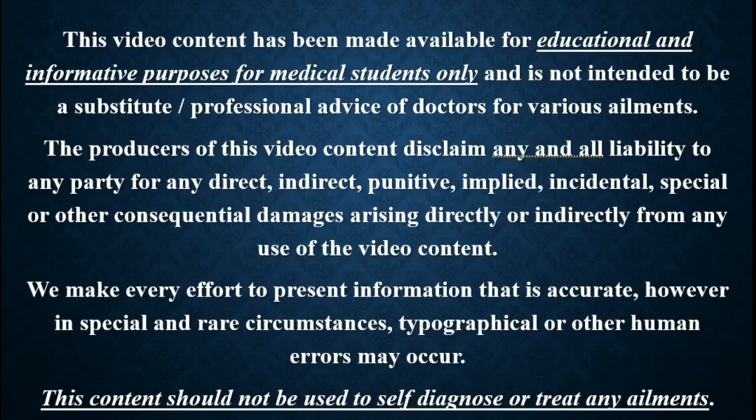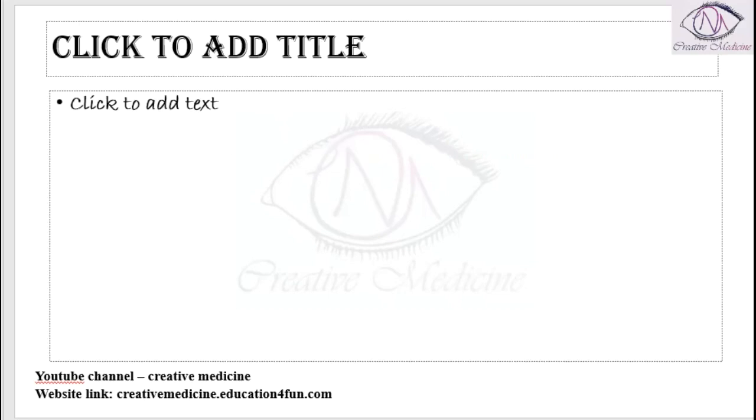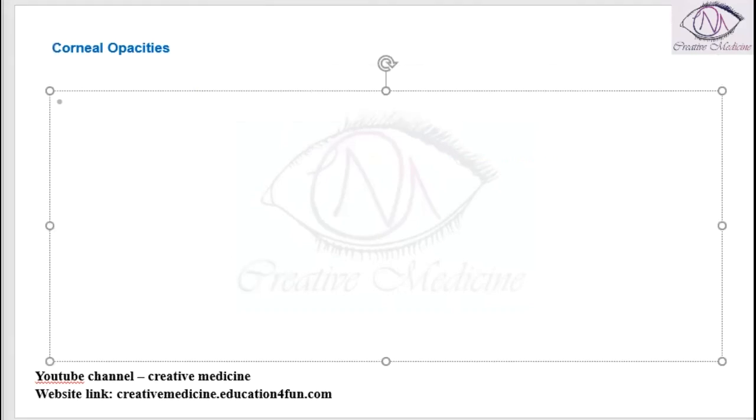In this lecture, we will learn about corneal opacities. Corneal opacities can be of different types. First, we have nebula. Nebula is actually a corneal opacity.